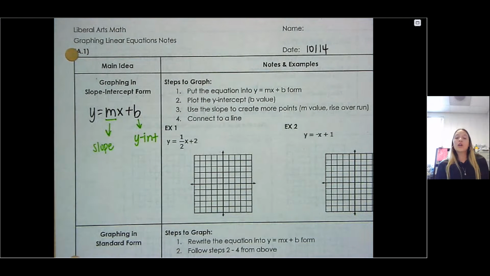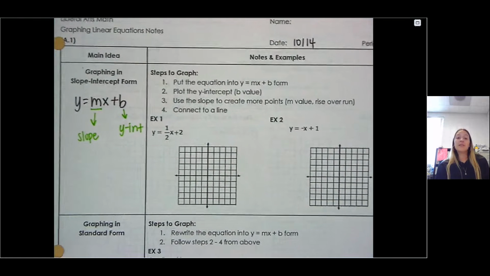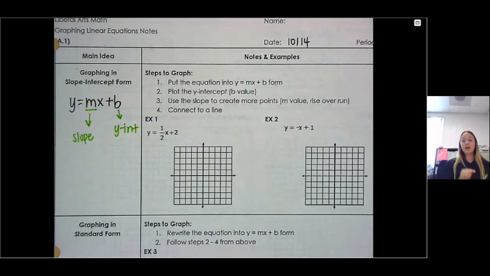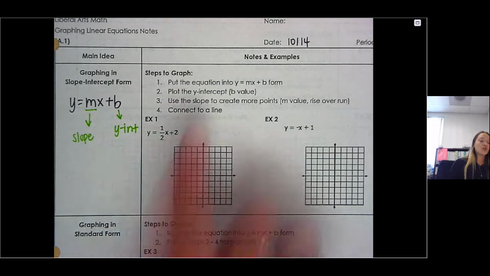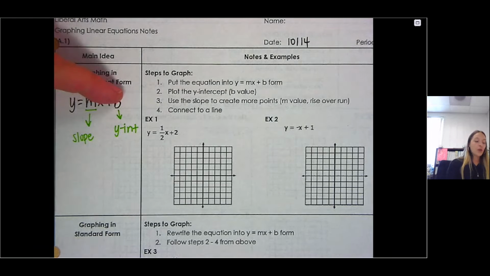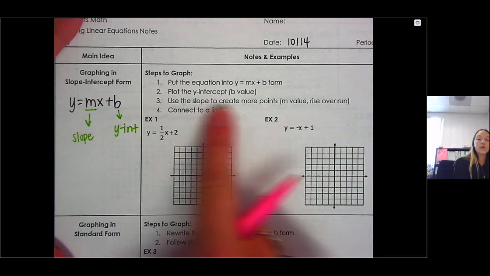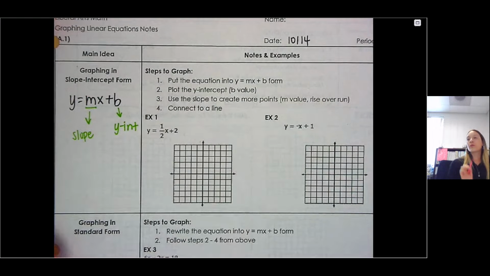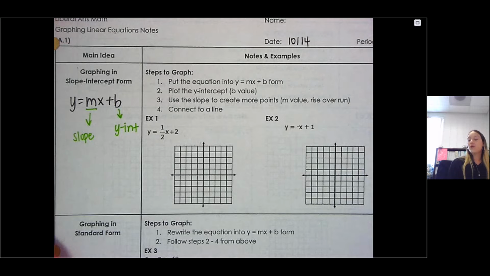My two examples here show the steps to graph. We're going to take the linear equations and physically graph them. The first thing you need to do is make sure it's in slope form, because otherwise it's going to be very hard to graph. Next, plot the y-intercept, that b value. You'll use the slope to create more points. Remember, slope is rise over run. Then using your ruler, you'll connect your lines.